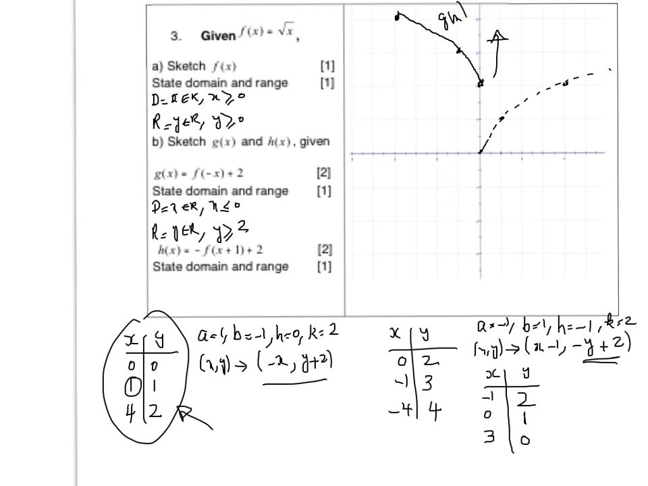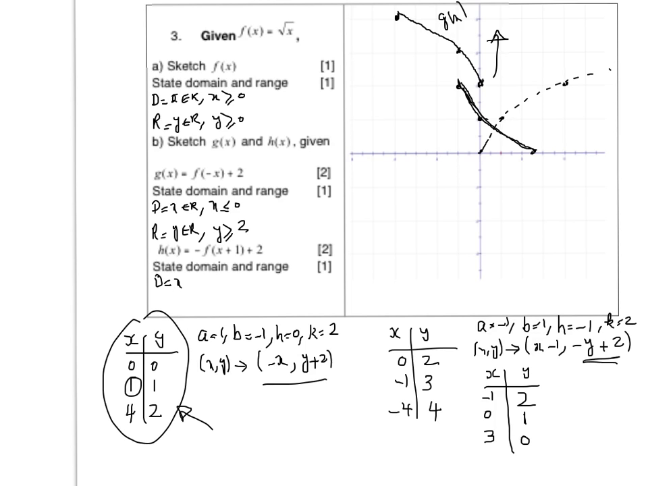So now I'm going to plot these points. When x is negative 1, y is 2. So I get a point here. When x is 0, y is 1. So I get a point here. And when x is 3, y is 0. So it's going to be this point. Now if you plot this one, you're going to get a graph like this.